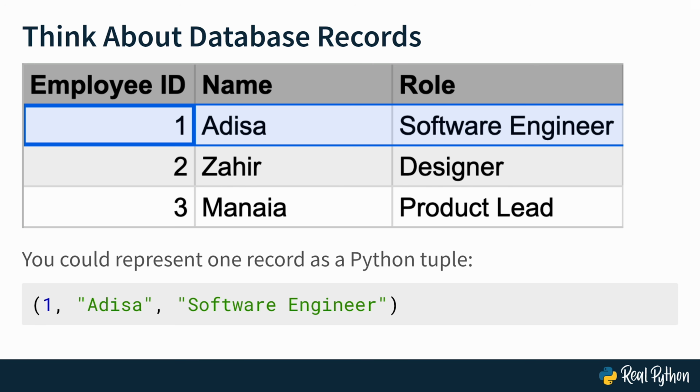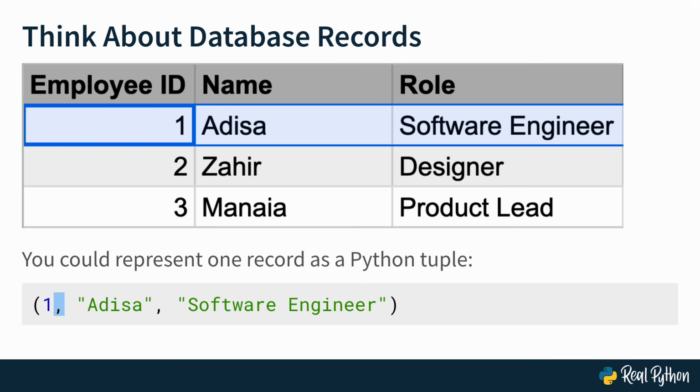So the first row here, you could represent it as a Python tuple as shown at the bottom of this slide. So here you would surround the information that is given in the row with parentheses and separate each of the values in each column with a comma. So the first one is the employee ID, which here has the value 1. So you would put in an integer as 1, separated with a comma from the next value.